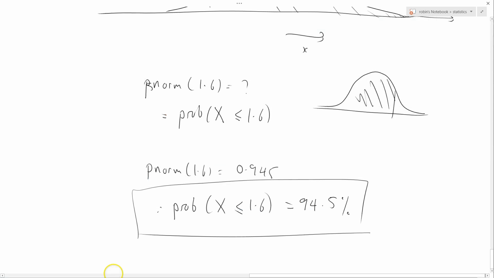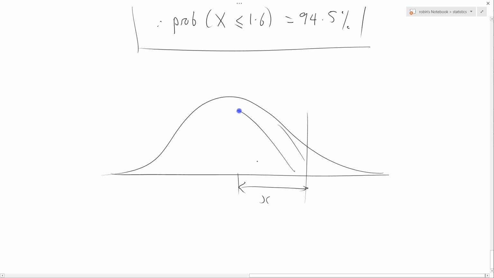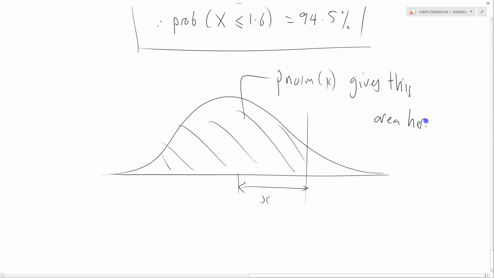The central thing to have in mind is this. Here's your Gaussian distribution. There's a particular value x, and then pnorm of x gives the area. Okay, and there you are. I'm going to stop there.